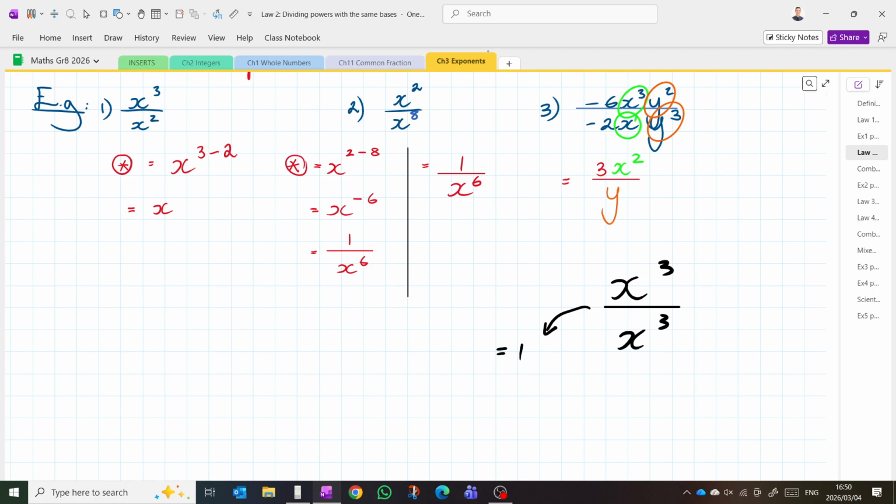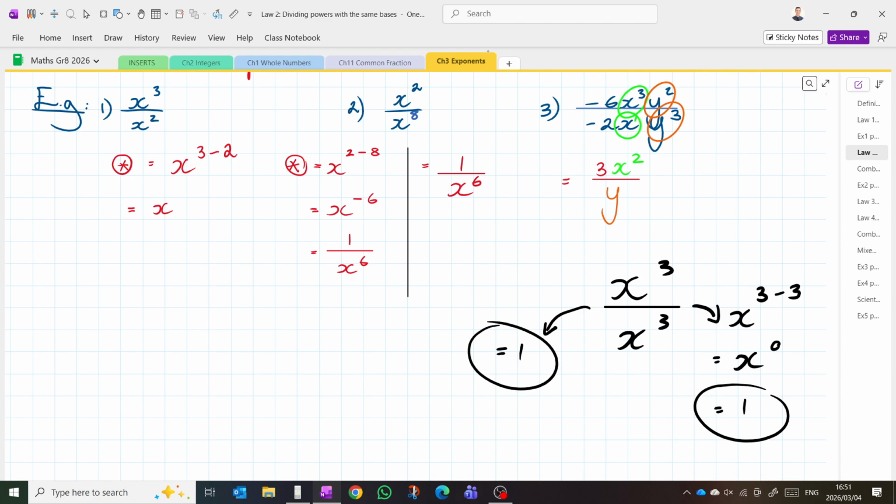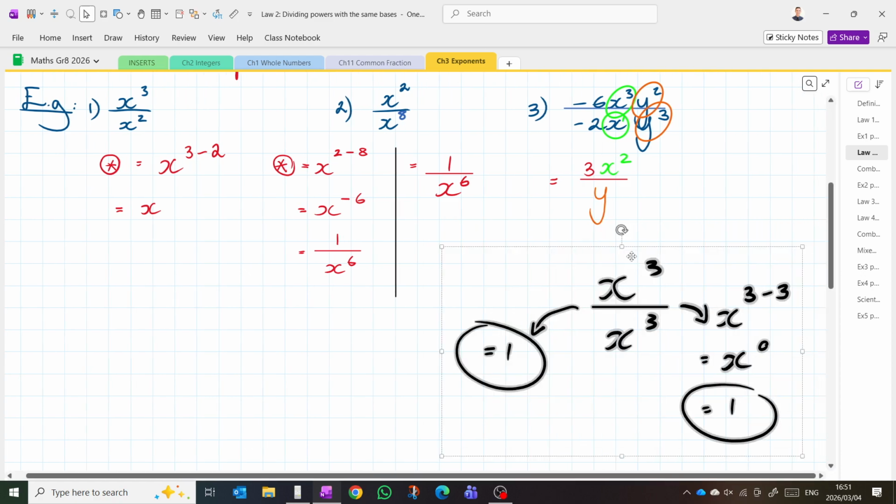Okay, but let's look at it from an exponential law point of view. It says that I'm subtracting the powers when dividing the same bases. So I have 3 minus 3. If I subtract 3 from 3, that leaves me with 0. And what do we know about anything to the power 0? That is equal to 1. And that's how we end up with anything divided by itself being equal to 1. And it's all based in our exponential laws.